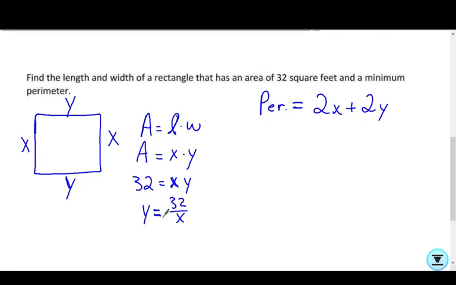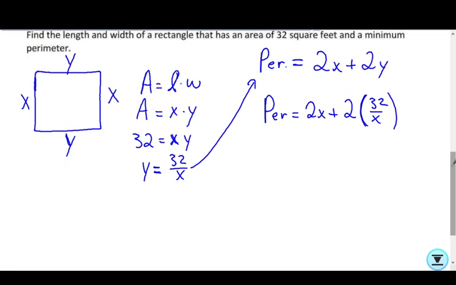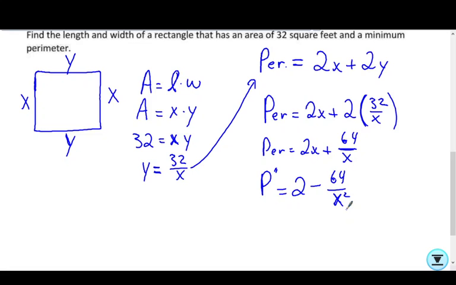Then this is what we're going to plug into my primary equation. So perimeter equals 2x plus 2 times 32 over x. So my perimeter is 2x plus 64 over x. We take the derivative, so perimeter prime is 2 minus 64 over x squared. That is my derivative. To find my critical points, set it equal to 0.